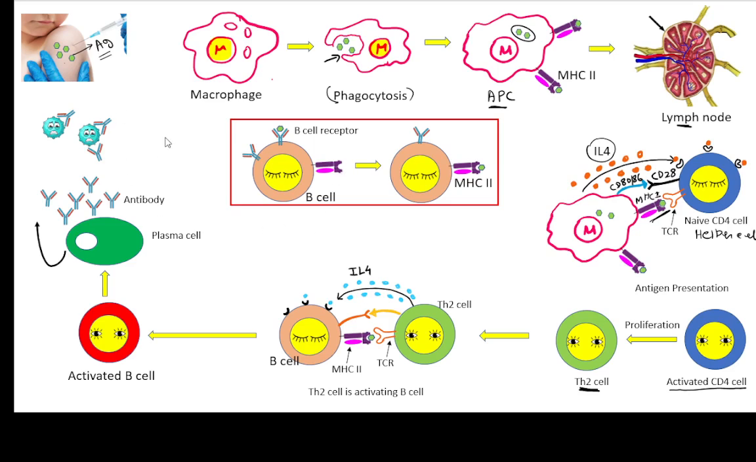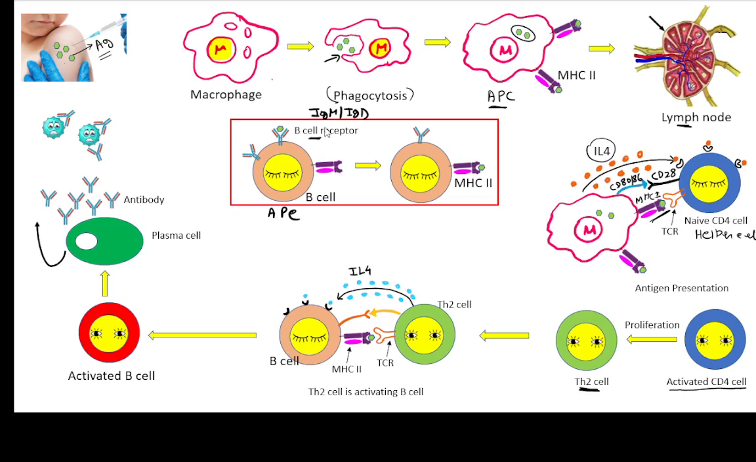B cell is also present in the lymph node. B cell also is an antigen presenting cell, and it has a B cell receptor. As a B cell receptor it may be IgM or IgD. There are two types of receptor present on the B cell surface, and as the B cell is an antigen presenting cell, it must have MHC class II molecule on its surface.